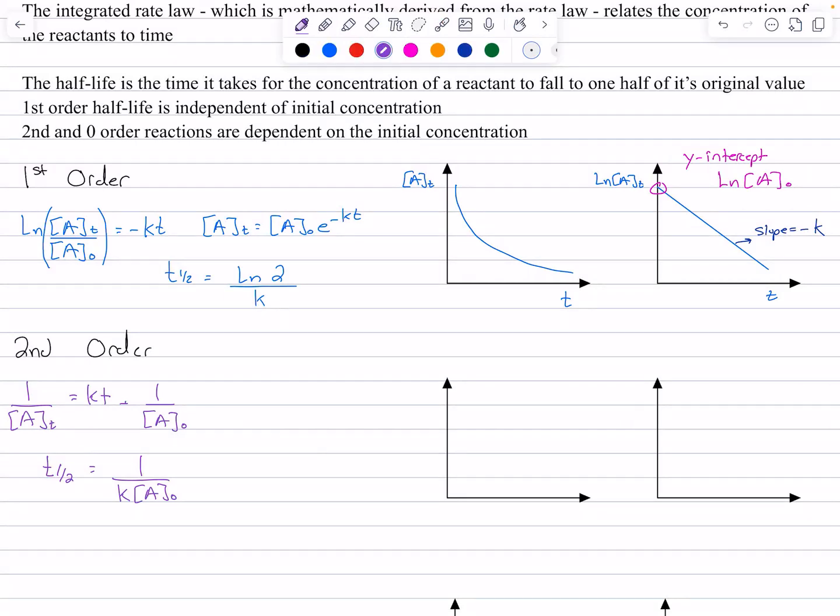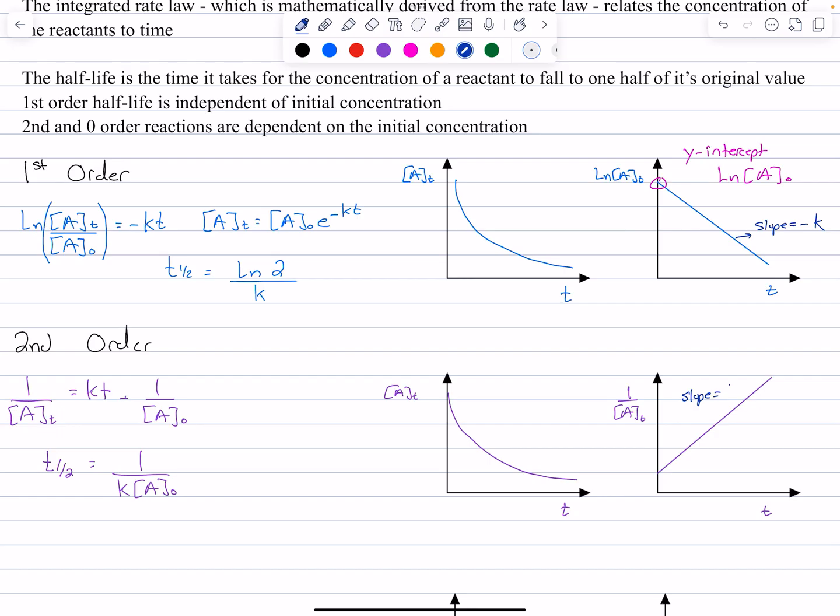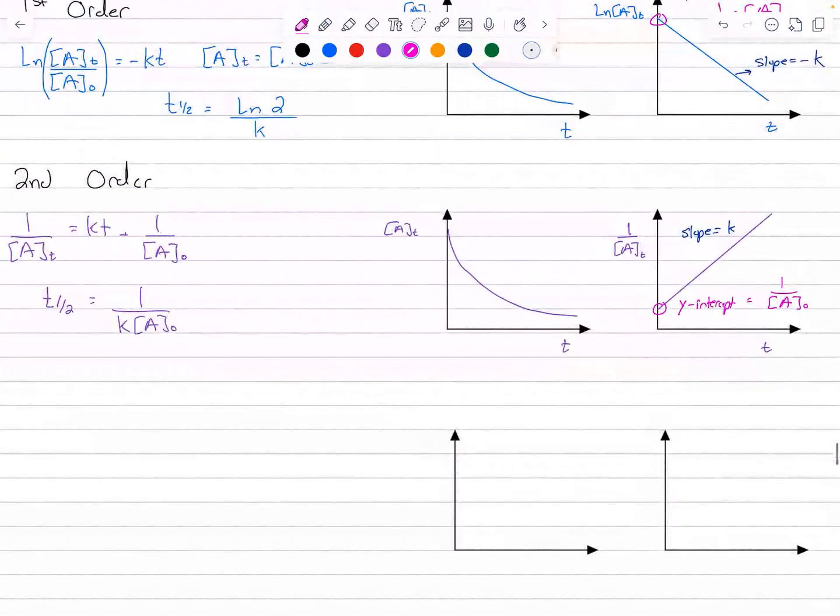Now, if we graph the concentration of A with t, you're going to get the same type of curve. But when we do our other graph, 1 over the concentration of A at time t versus t, I'm going to get a straight line like this. The slope is k, and the y-intercept is 1 over the original concentration. So there's second order.